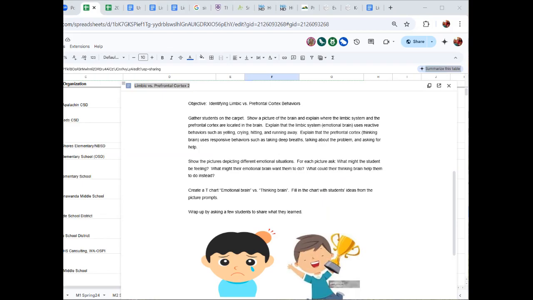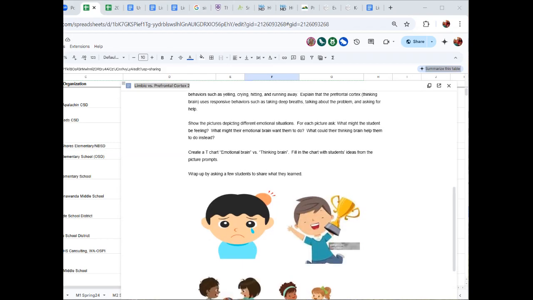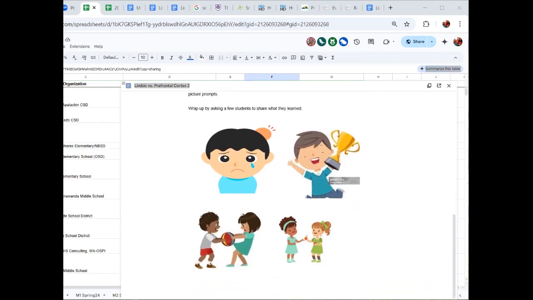I'd show some pictures of different emotional situations. And then for each picture, I might ask, what might the student be feeling? And what might their emotional brain want them to do? And what could their thinking brain help them to do? And create a T chart with the emotional brain versus the thinking brain, and then fill in the chart with students' ideas from the different picture prompts. You can just select different pictures. Then wrap up by asking a few students to share out what they learned.